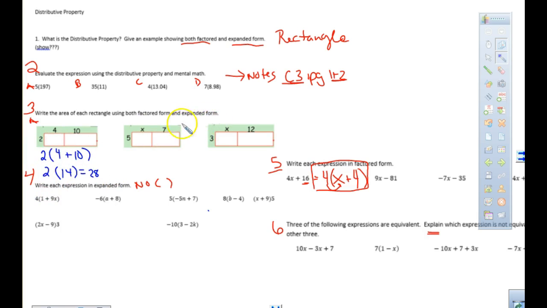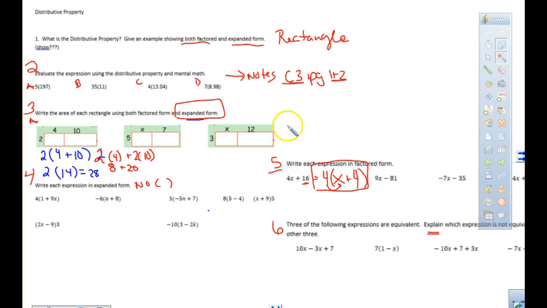Now I want to look at it in expanded form. Let's change color here. So expanded form is going to be in red. That's where I'm going to take 2 times 4 plus 2 times 10. I am still going to get that same answer, 8 plus 20. I still get 28. It's just doing it a different way, okay?